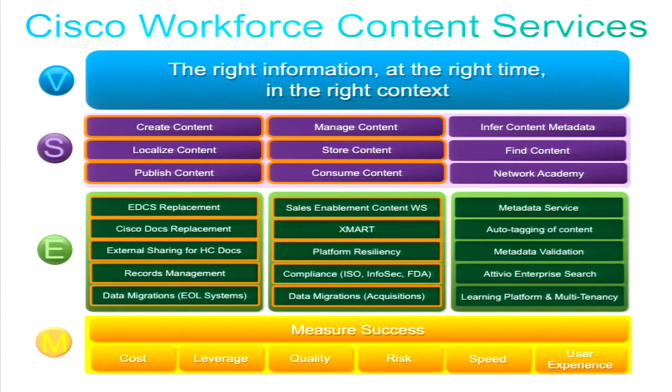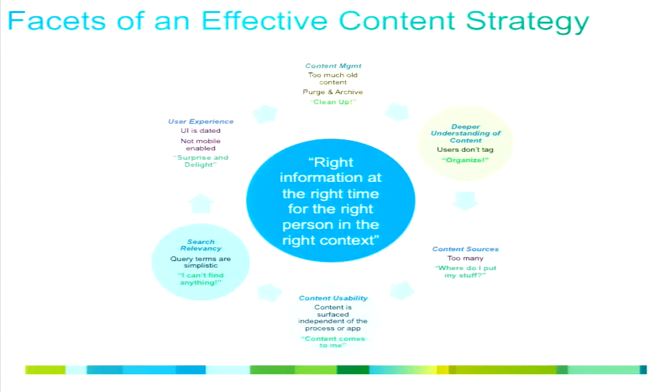So I'm not going to go down into the execution, but I will say that the execution layer really talks about how in different parts of our content management space we're going to improve those strategies. We're going to have better ability to create content, to localize it, to publish it, manage it, and so on. And then on the bottom, of course, we want to have metrics in terms of quality and risk and user experience and so forth. Another way of looking at this is in terms of facets of a content strategy.